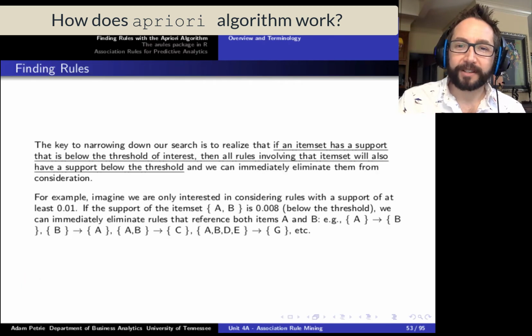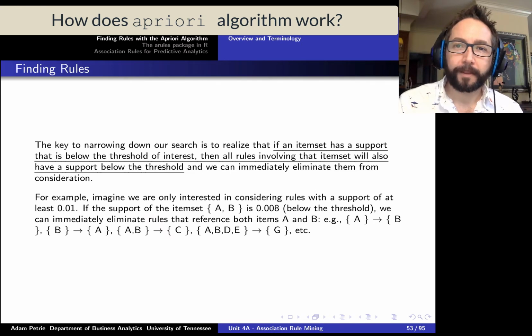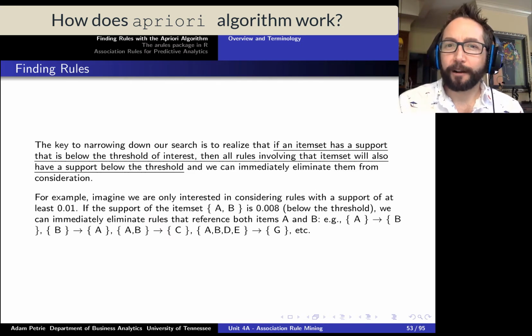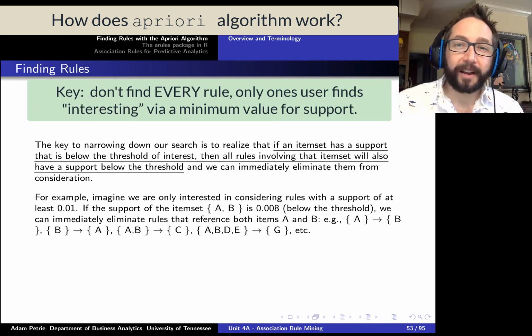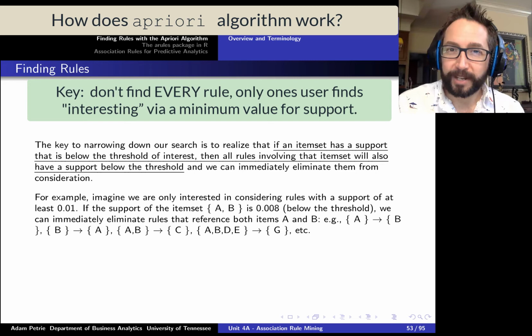And so how does this actually occur? So here's how the apriori algorithm works. It relies on the user actually specifying what kind of rules they find interesting, that minimum support threshold, that minimum prevalence of what fraction of carts those rules have to apply to.